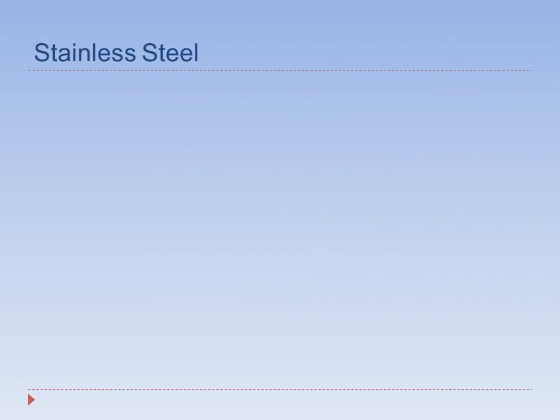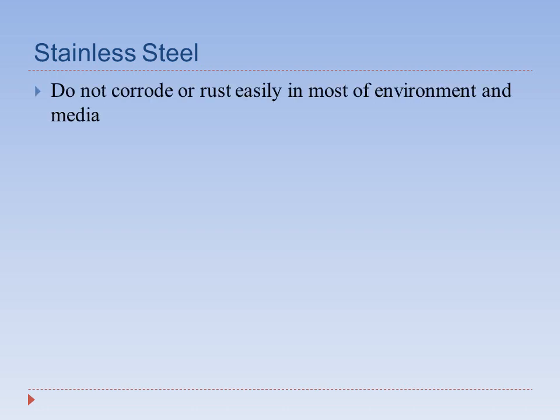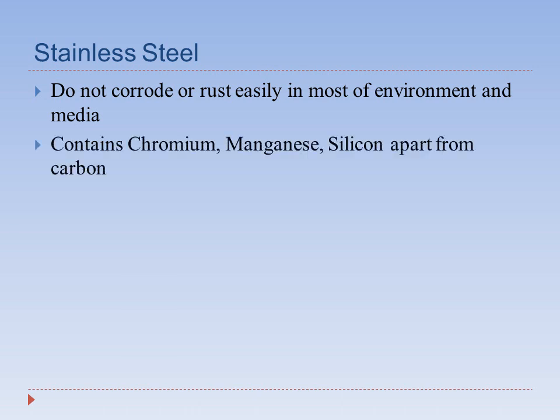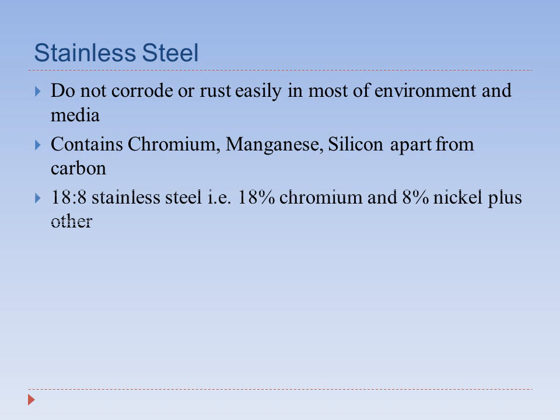The third important ferrous alloy is stainless steel. You all are aware of it. It is called stainless steel because it does not corrode or rust easily in most environments and media, and that's why we call it stainless steel. The important alloying elements it contains are chromium, manganese, silicon, besides carbon. Carbon is already there, but in addition to carbon, chromium, manganese and silicon are also present in stainless steel.